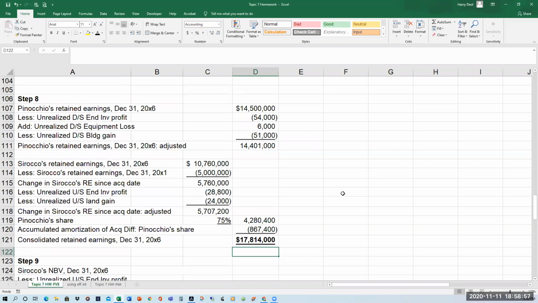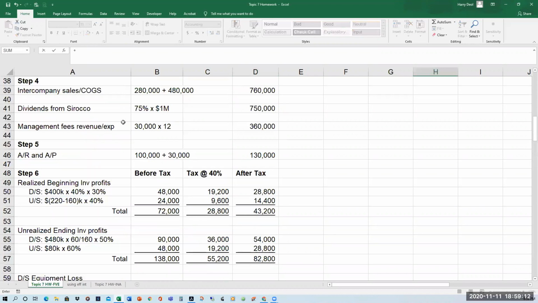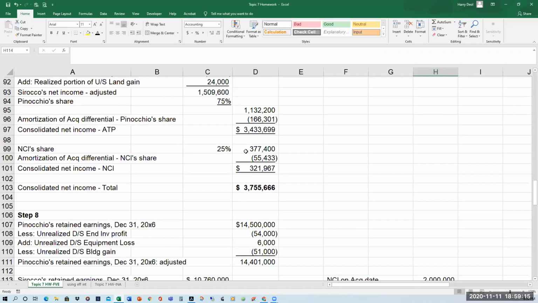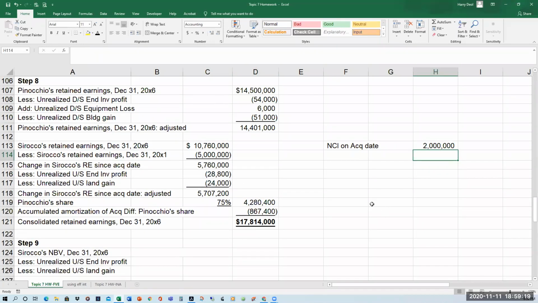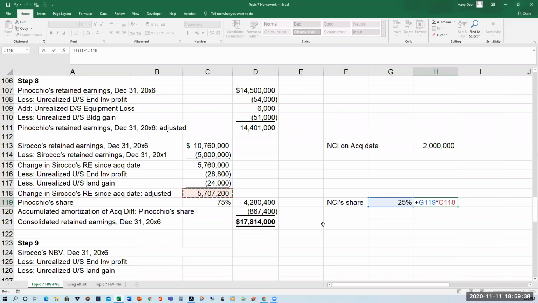Now, if you were to calculate non-controlling interest, you could have made use of some of this math. And in that case, what you would have done is you would have taken NCI on acquisition date. And you would have said, well, NCI on the date of acquisition was $2 million. To this $2 million, you will have added NCI's share of the change in Sirocco's retained earnings, (25% of 5,707,200). That's 1,426,800. And then you would have subtracted NCI's share of the accumulated amortization.